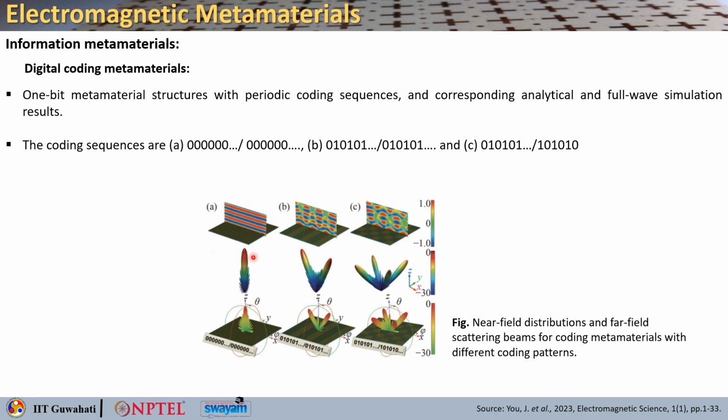If you choose the coding sequence to be all zeros, it is like a plain metamaterial of the same element, so it is just giving the reflected beam in this direction. This is the near field distribution, the top row, and these are the far field scattering patterns for different coding sequences. When you have a 0 and 1 grating, you get 2 beams, and when you go for a checkerboard design, which has periodicity in both x and y direction, you get 4 symmetrical beams. This is how you can make digitally encoded metamaterial surfaces.